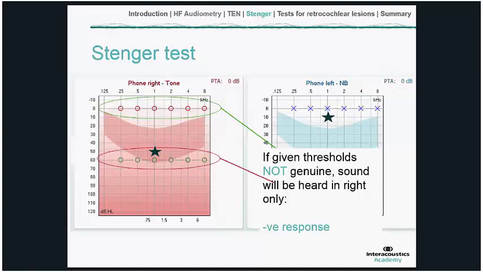But of course they've already indicated that they can't hear that particular sound, and so they will have to go on indicating that they can't hear the sound, so there'll be no button press, and so there will be a negative response, and so we would call that a positive Stenger. And that would indicate to us that the thresholds that were provided on the right ear were in fact not genuine thresholds.